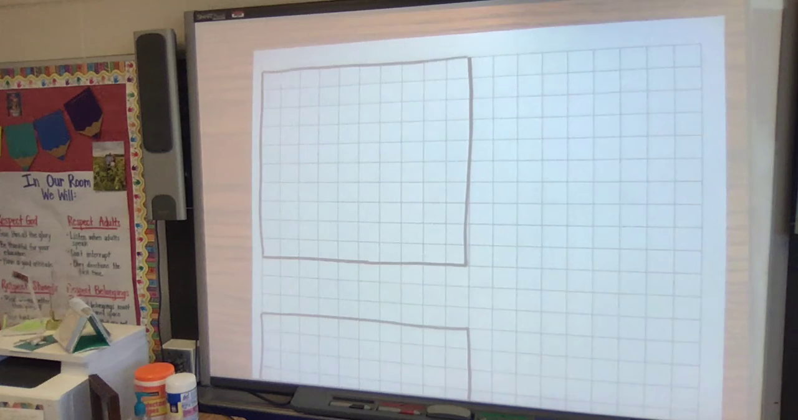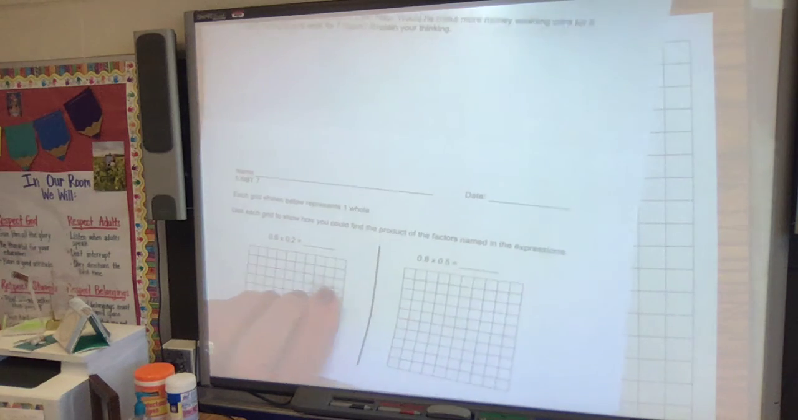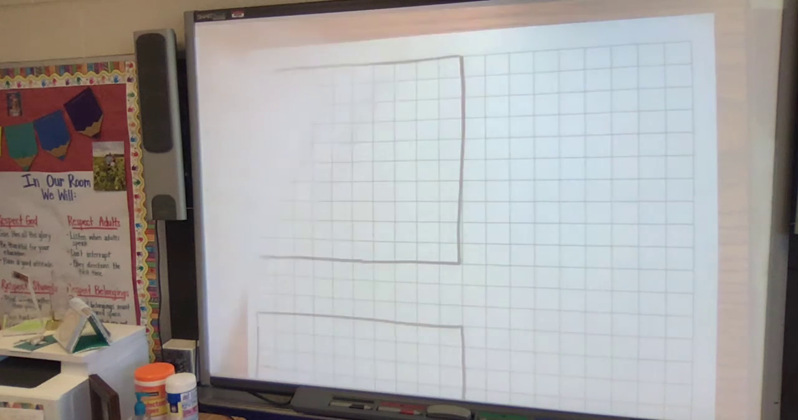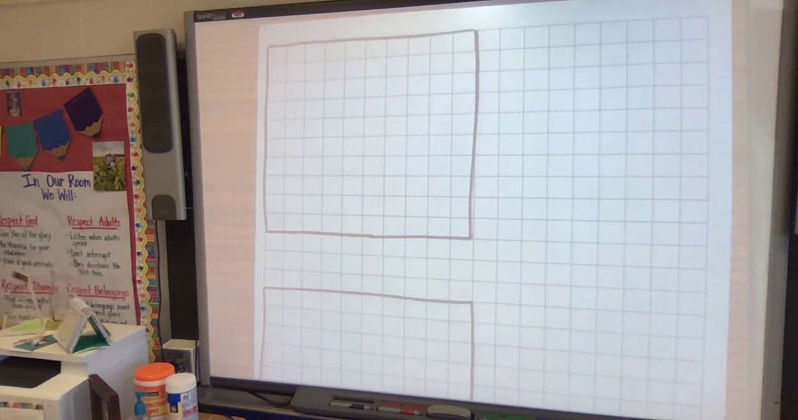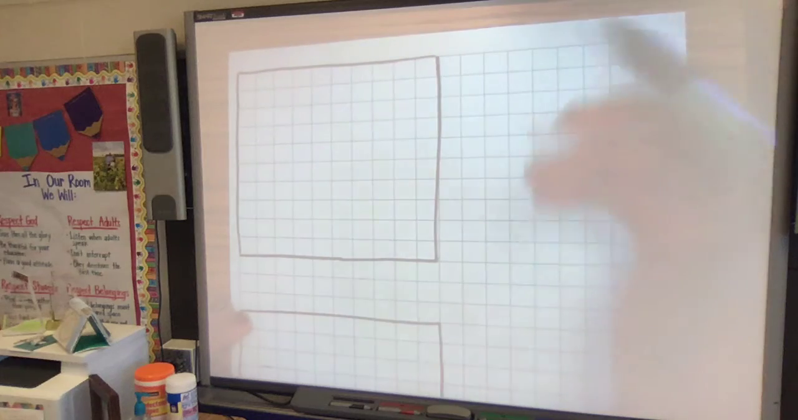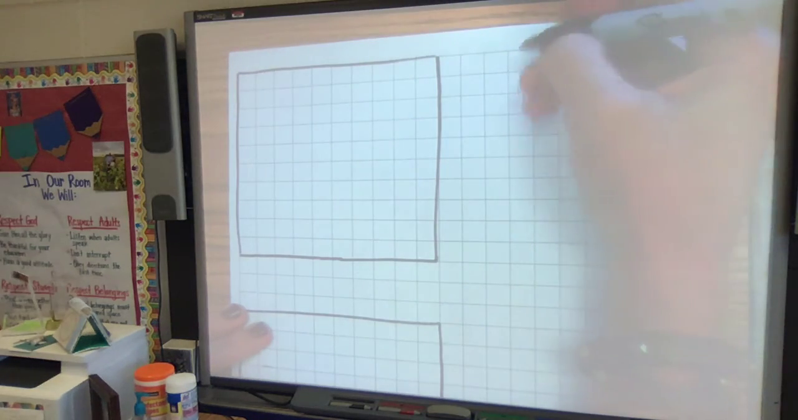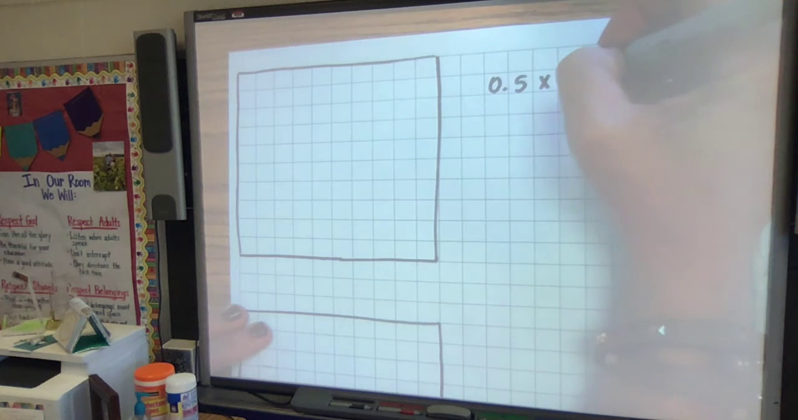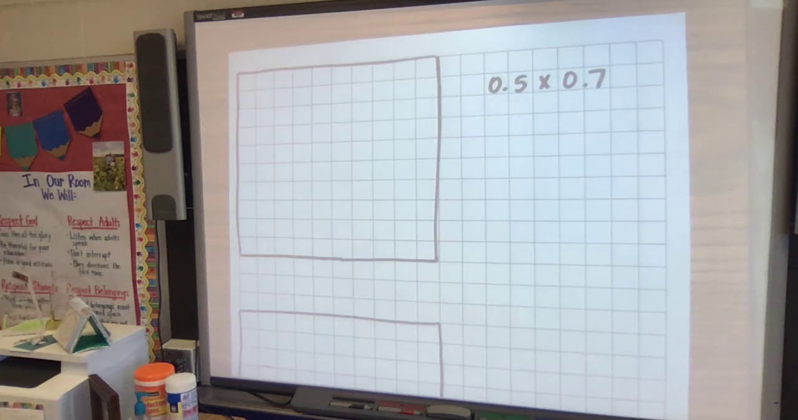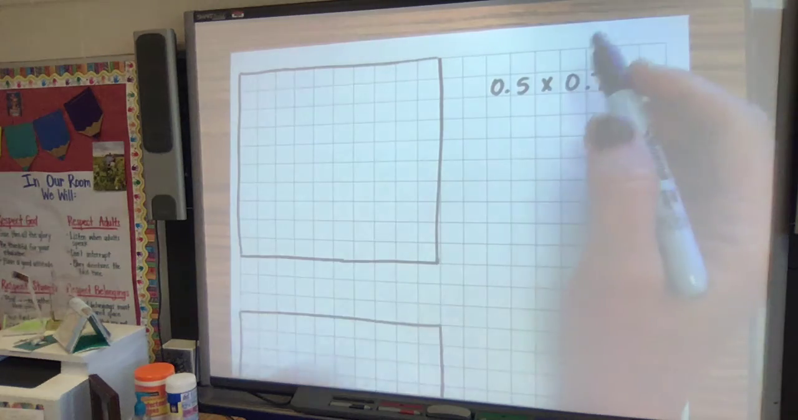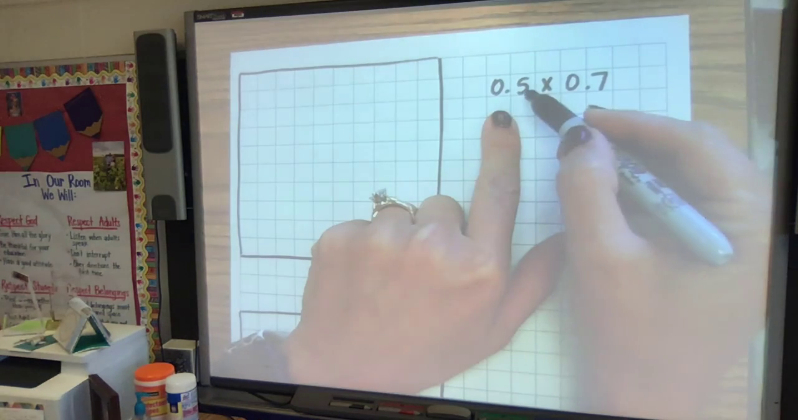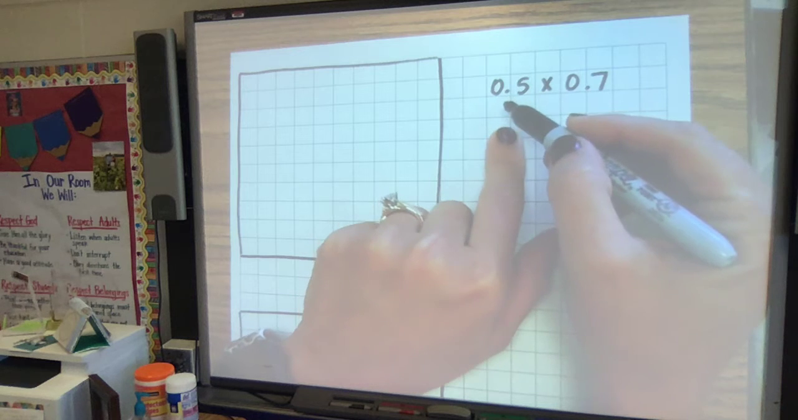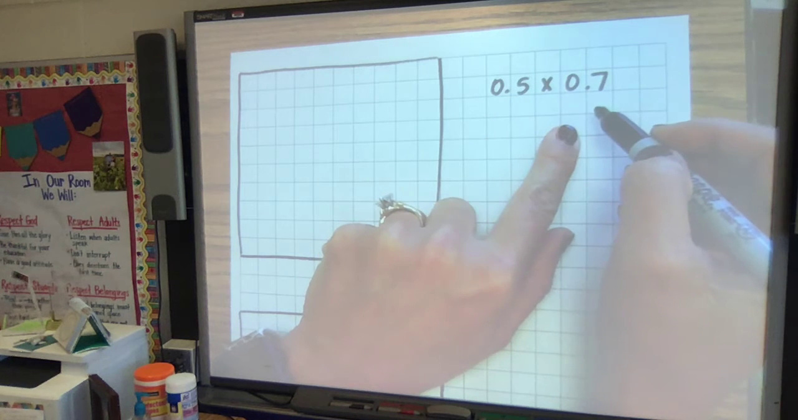So I'm going to give some different examples that are similar to what you're doing today, so that we can practice some. So the first one we're going to do is, let's do 5/10 times 7/10. All right. So let's remember that when we're looking at this, 5/10 is half. This is half of 7/10.